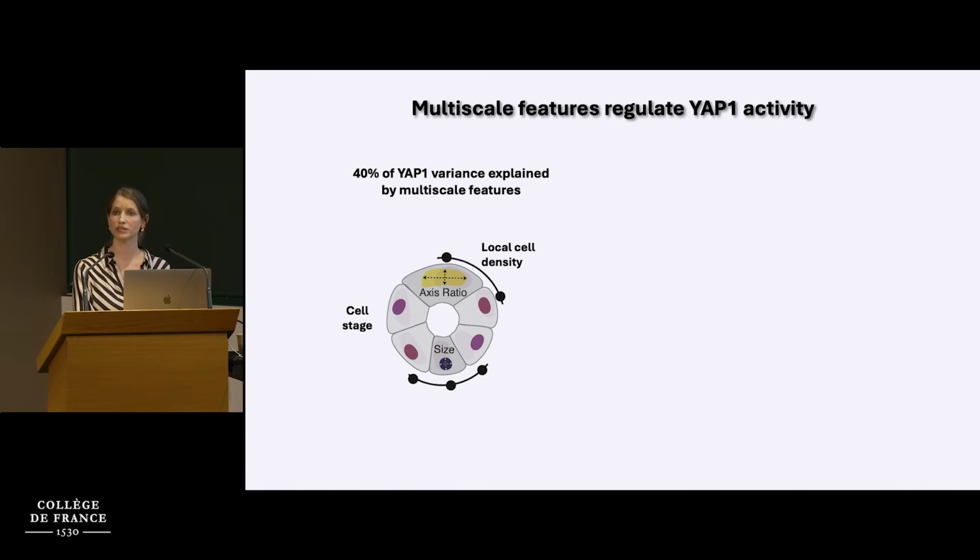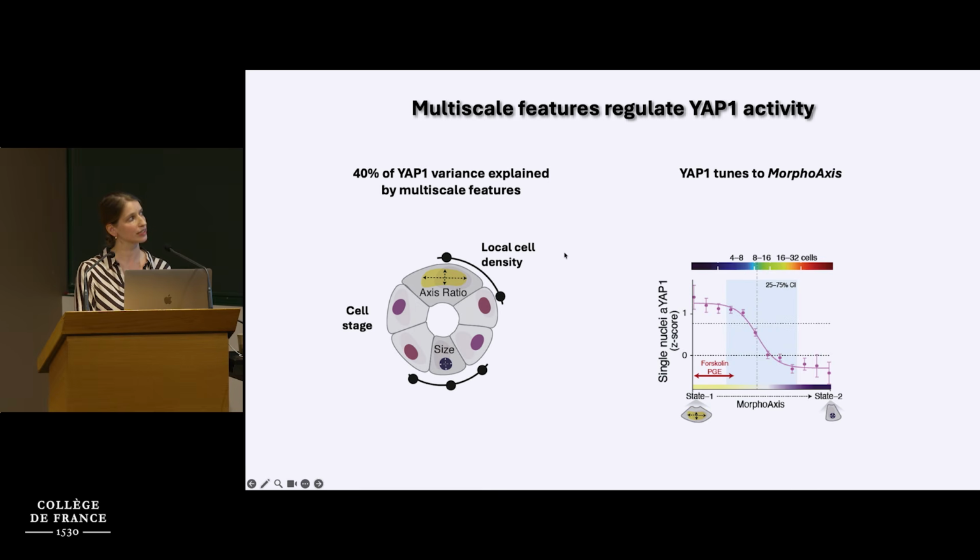Now, we collapsed all these four features on a single axis to get a more intuitive way to see what happens between these features and YAP. And so, importantly here, we call this the morphoaxis, where we see that cells go from a highly stretched, big nucleus, low local cell density, to a high-dense tissue and low YAP activity.